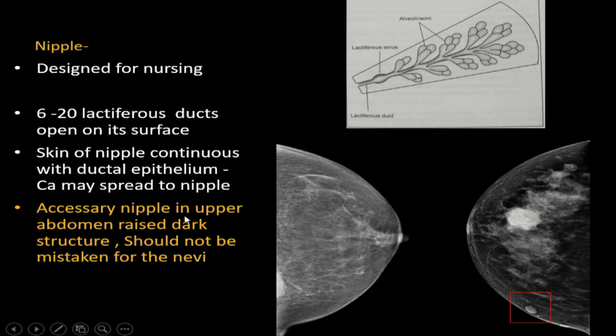Accessory nipples can be seen anywhere along the mammary ridges, and basically they should not be mistaken for any nevus on the skin. So we had a case which had a small nevus on the breast, but it took quite a while for us to rule it out as an accessory nipple.